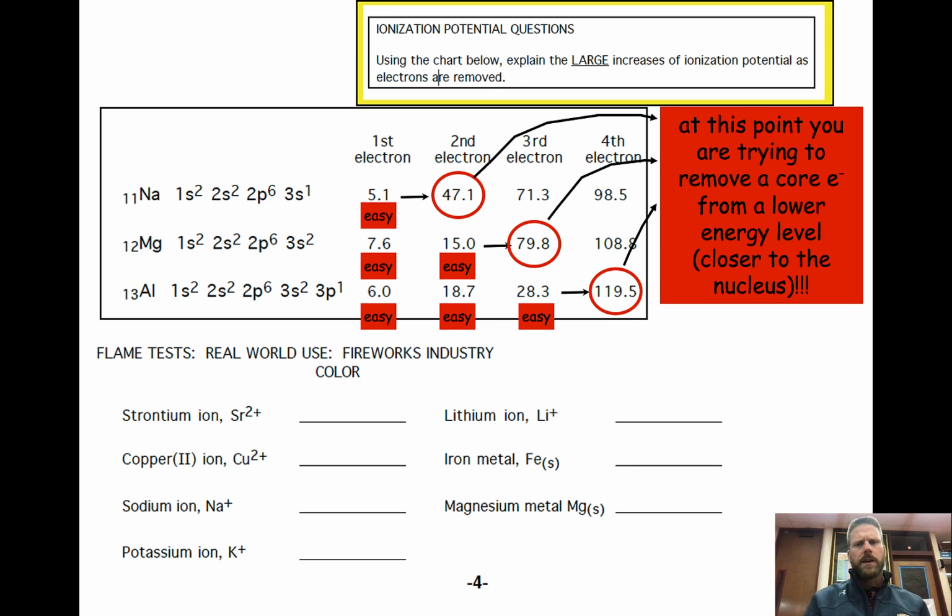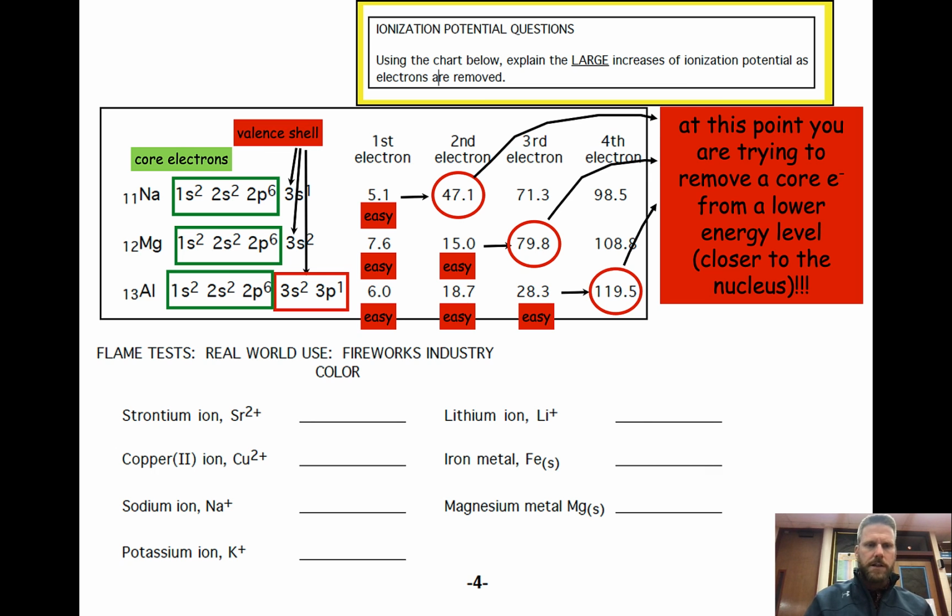Well, at this point, you are trying to remove a core electron from the atom. Core electrons are closer to the nucleus, therefore they are much harder to remove because there's a larger attraction between the electrons and the nucleus. Sodium has 1 valence electron. Magnesium has 2 valence electrons. Aluminum has 3 valence electrons. After you remove those valence electrons, you're down to core electrons. Core electrons are much harder to remove from the atom than valence electrons are. So that's why you get these big jumps in ionization energy as you go from a valence electron to a core electron.